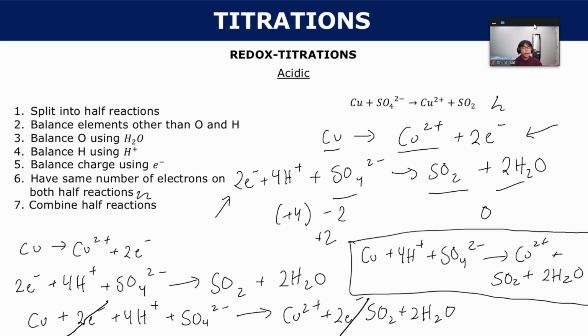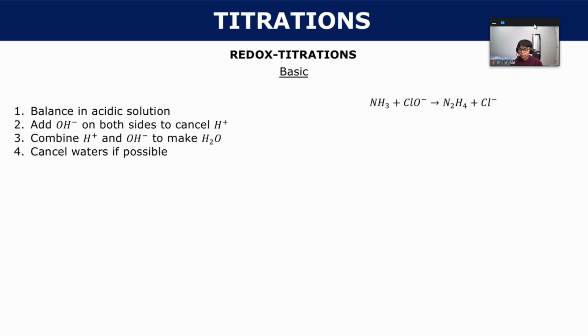Now that we've learned how to balance a redox reaction in an acidic solution, let's learn how to balance it in basic solutions. So our first step is to balance in acidic solutions. So our first step would be to split into half reactions, NH3 produces N2H4, and then ClO minus produces Cl minus. And next step is to balance out the non-oxygen and the non-hydrogen atoms.